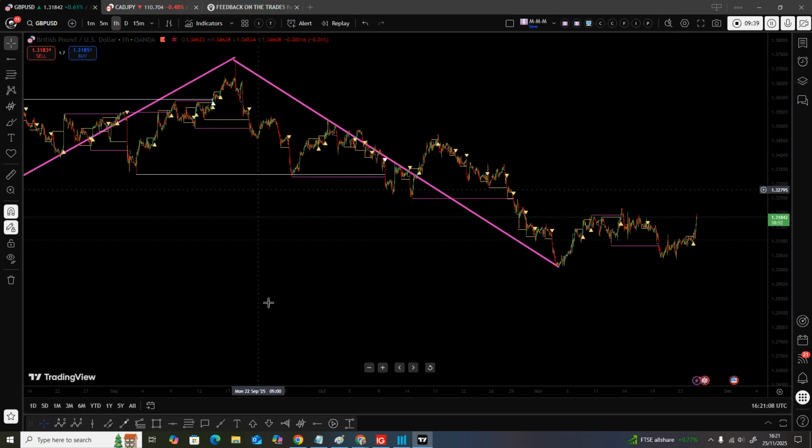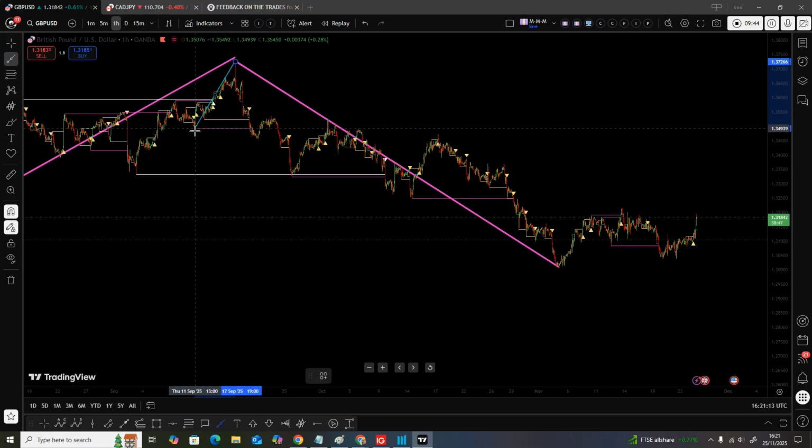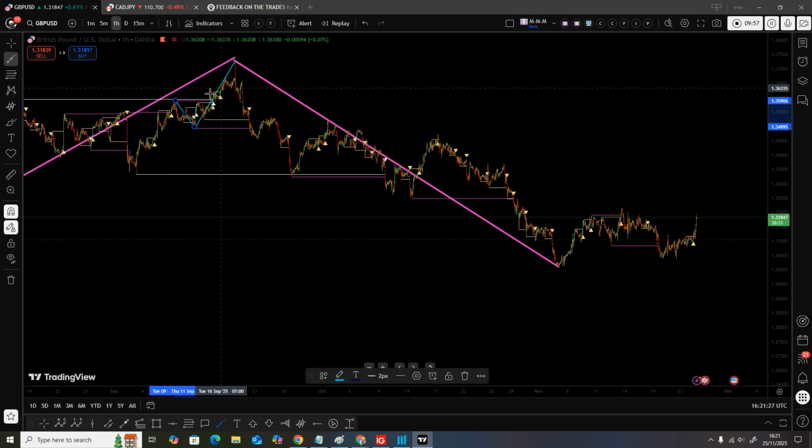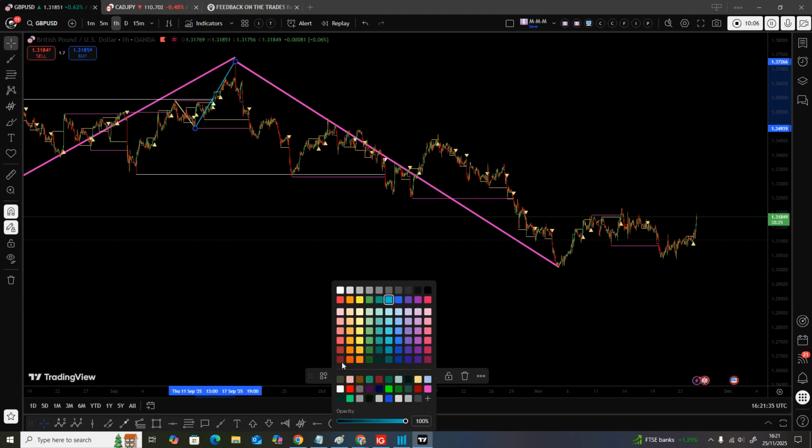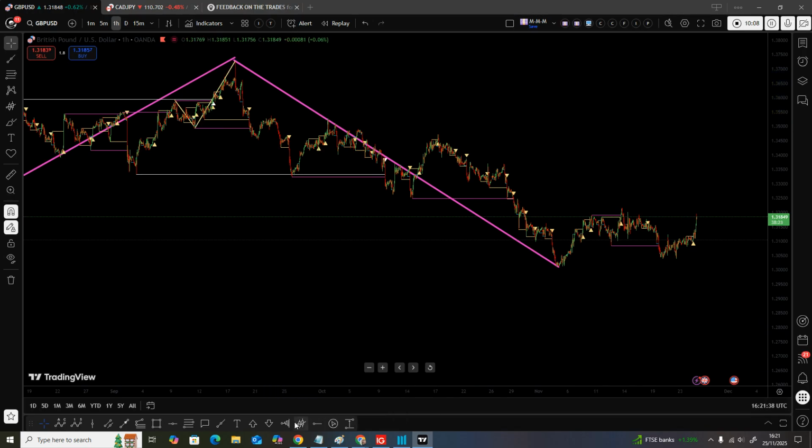I want to count the waves here. Okay. We have this is a structure here. Yeah, there is. So that makes our count slightly different. I need to change the color of that wave. Obviously, I could have done this before I started the video, but this is actually what you have to do in terms of counting the waves.